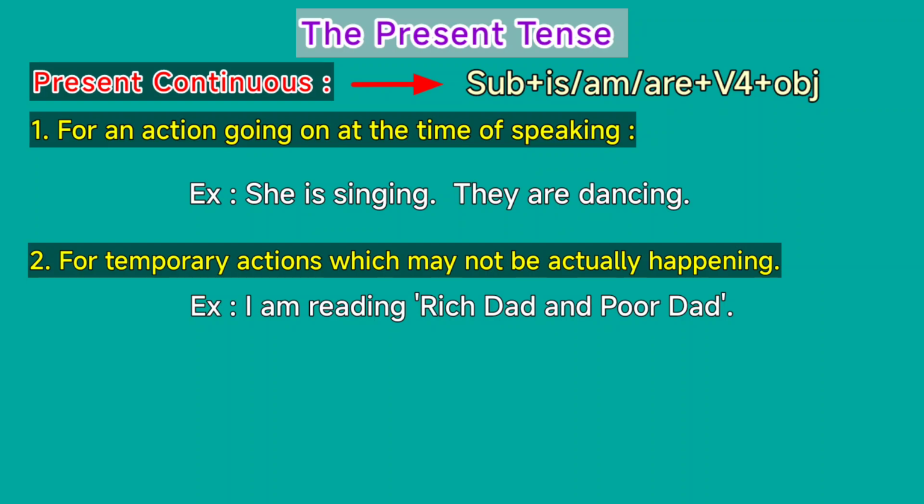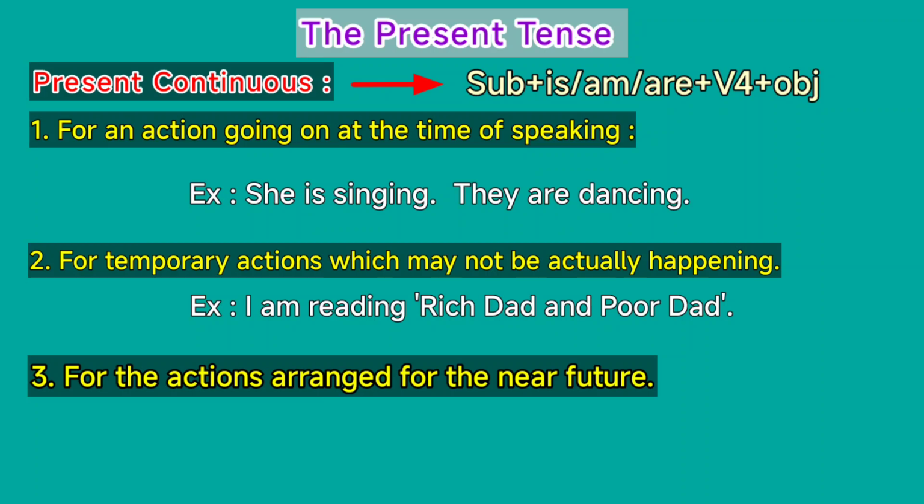All right. Another case where we use present continuous is for actions arranged for the near future. At a nearby time in the future the actions may happen. For that also we use present continuous tense, just like "I'm going to the market in the evening." In future that happens, but I'm planning that.